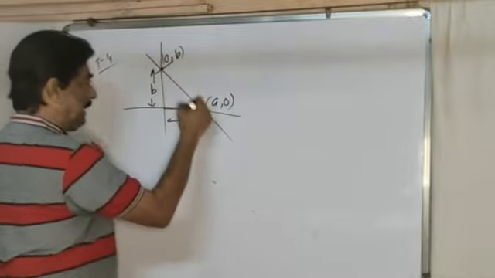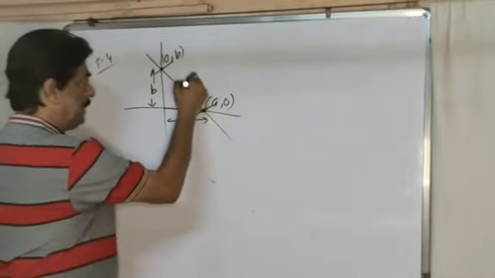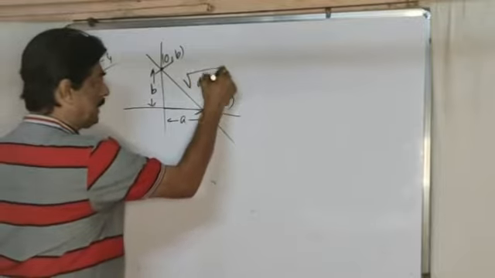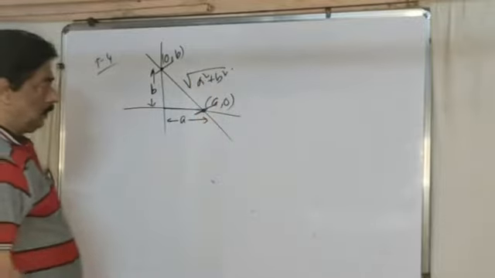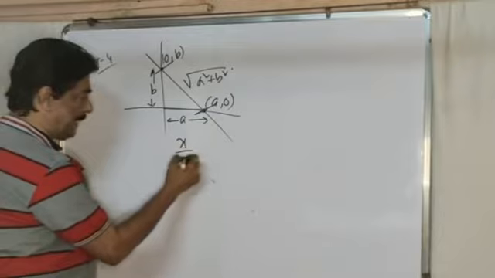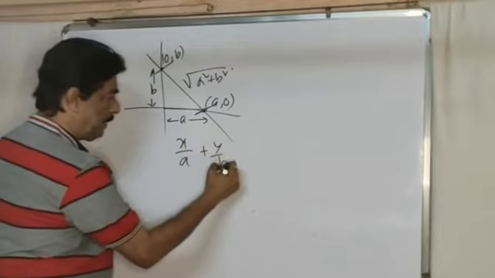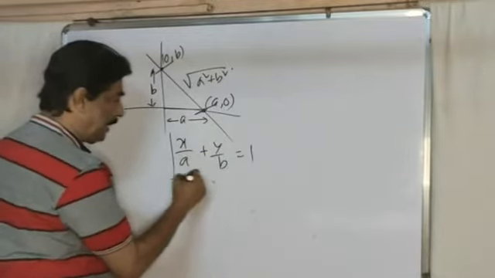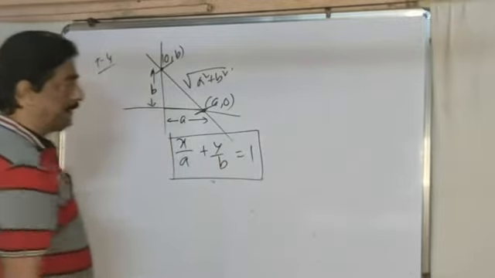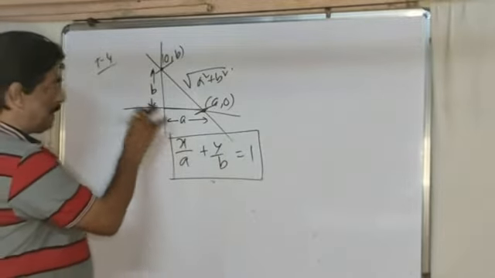So the length intercepted by the axes is the square root of a squared plus b squared, as per the Pythagoras theorem. So the equation of the line will be x by a plus y by b equals 1. This is the standard form, for a line intercepted by the axes, where a and b are both positive.